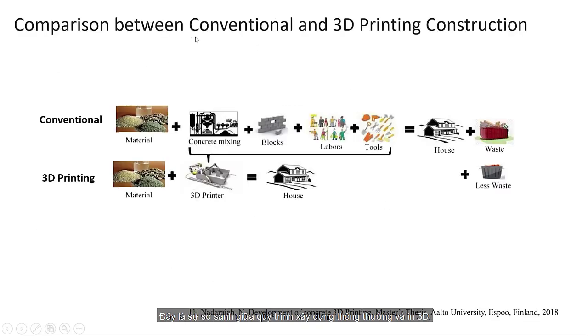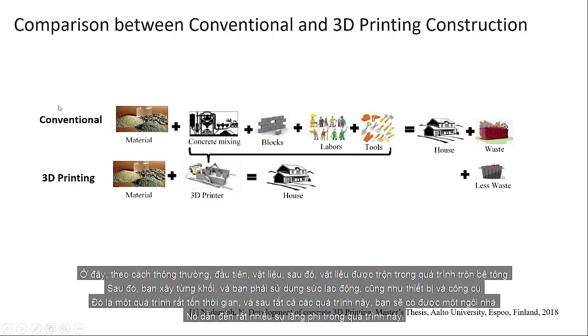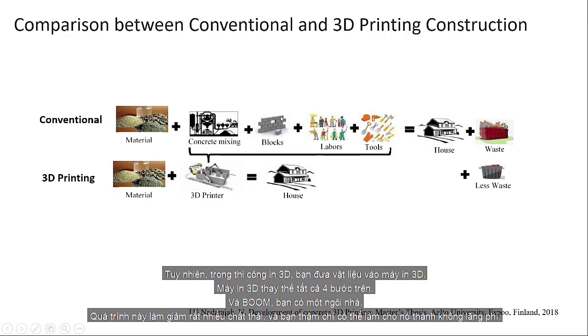So this is the comparison between conventional and 3D printing construction. Here in the conventional, you see the material. After that, you mix the material in the concrete mixer, and then you build block by block, and you have to use the lever, and also you have to use equipment and material. Here you can see it's very time consuming, and later you get the house. But you also have a lot of wasted material in this process.